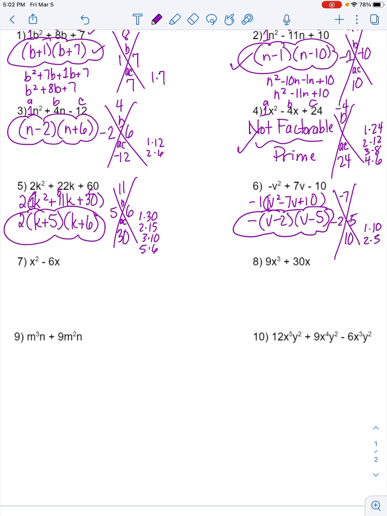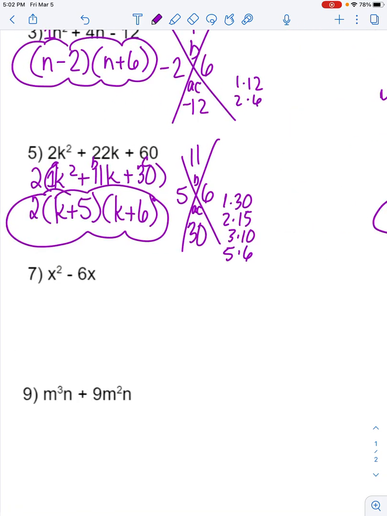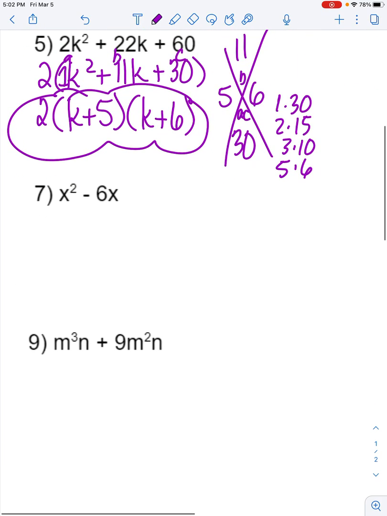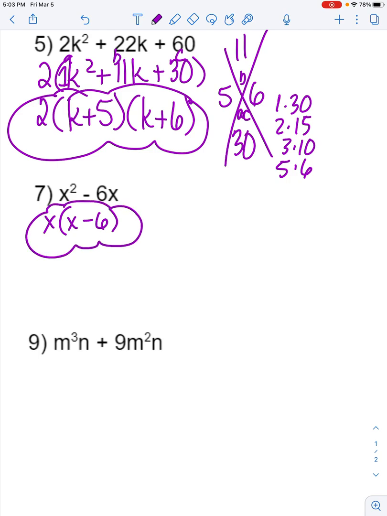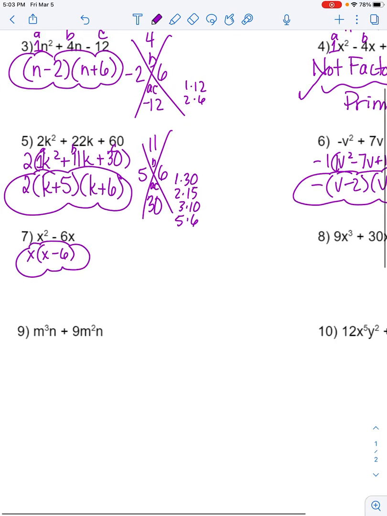Now take a look at 7. I don't have a trinomial anymore, but remember, we always start by asking ourselves, can I factor out a greatest common factor? And in this case, I can. I have x squared, and then I have -6x. I can factor an x out of both of those. So I'm left with x minus 6. So my factors are x and x minus 6.